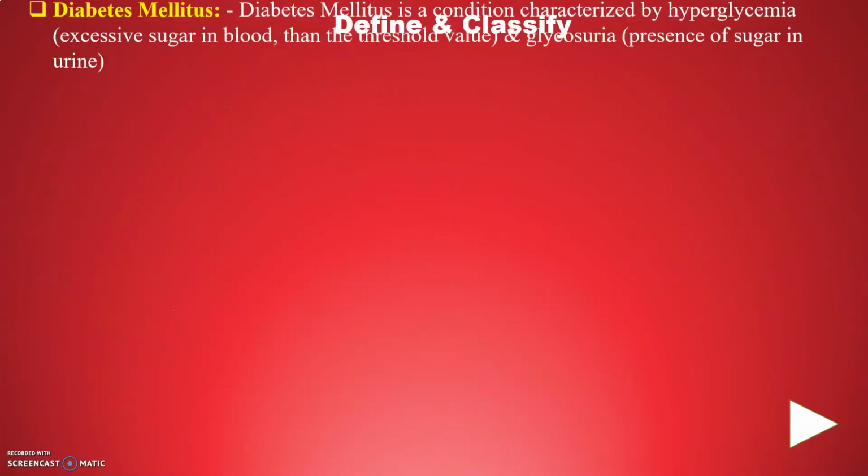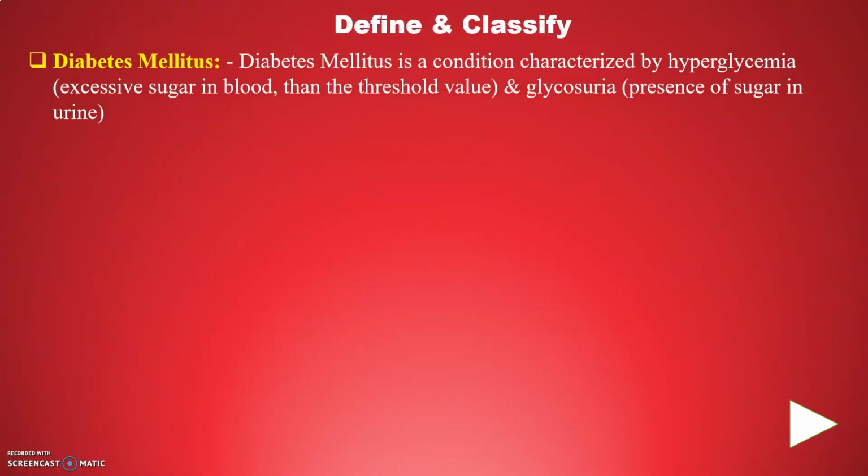So now, what is first? What do you mean by diabetes mellitus? It is a condition where the blood sugar level is increased, or hyperglycemia occurs, due to deficiency of insulin hormone. Diabetes mellitus is a condition characterized by hyperglycemia and glucosuria. Hyperglycemia means increased blood sugar level, whereas glucosuria means the presence of sugar in urine.